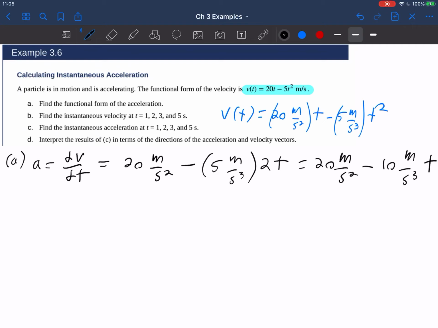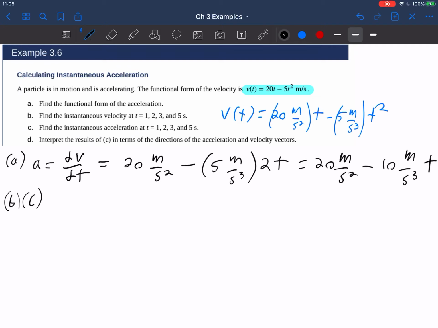So okay, we now know an equation for the acceleration and the velocity. So in part B, they want us to find the velocity at 4 different moments in time. In part C, they want us to find the acceleration at 4 different moments in time. So let's actually do part B and part C together and make a nice little table.